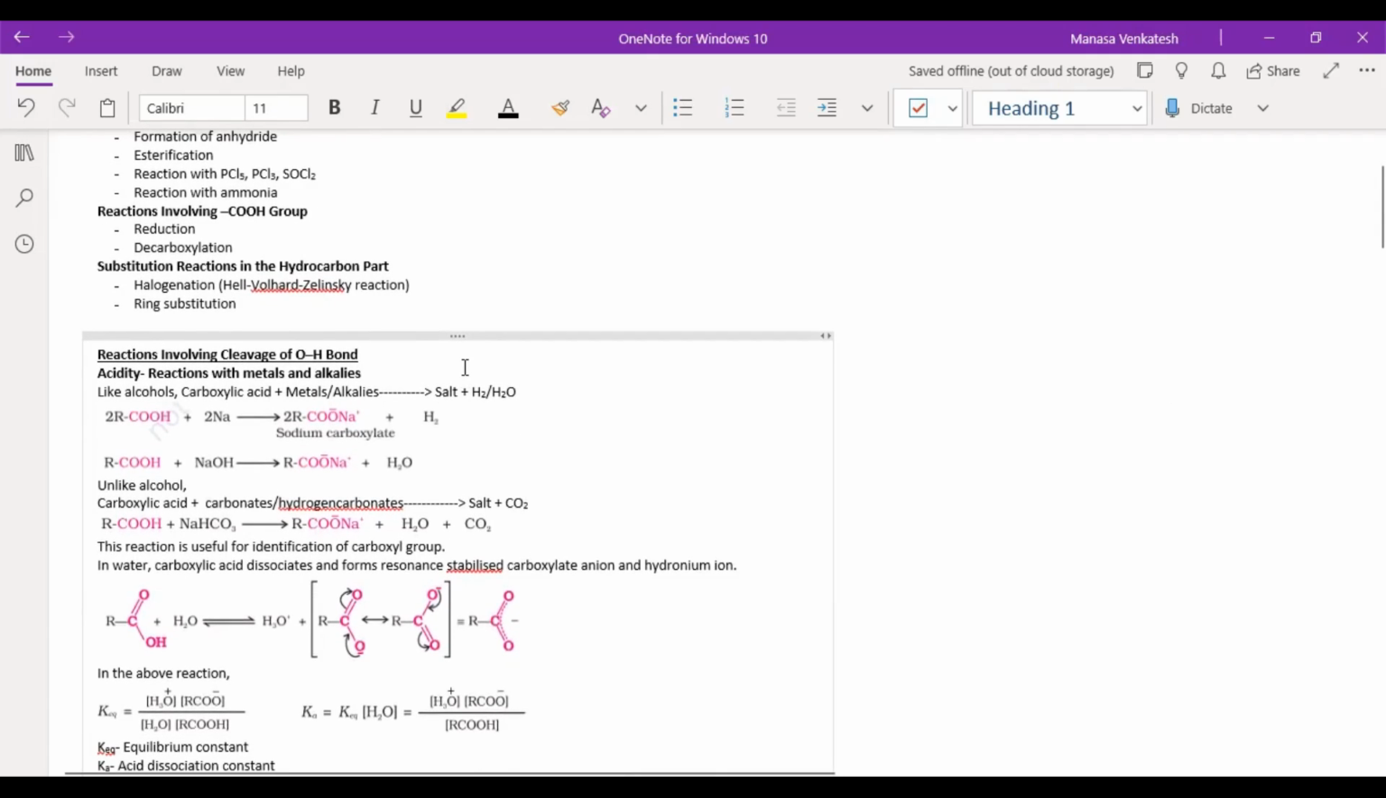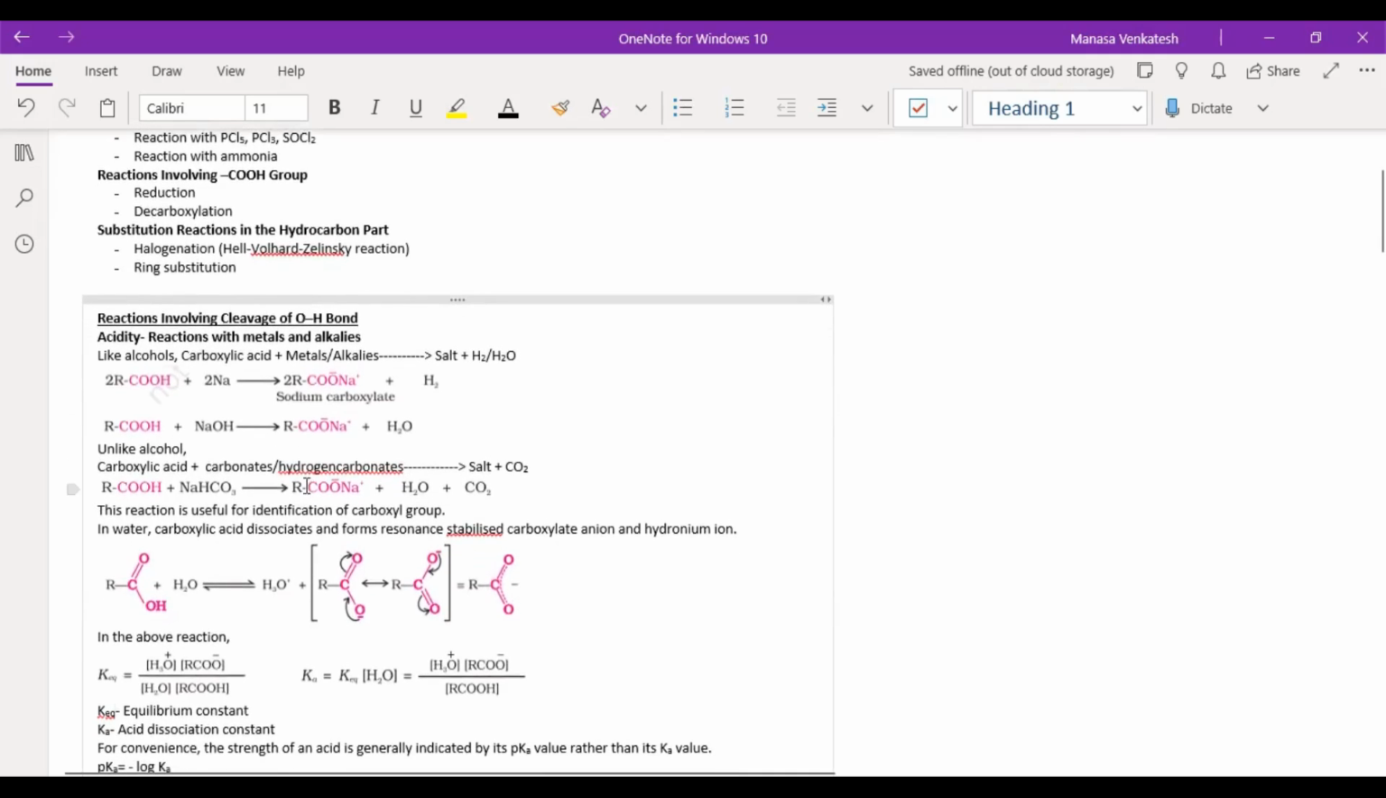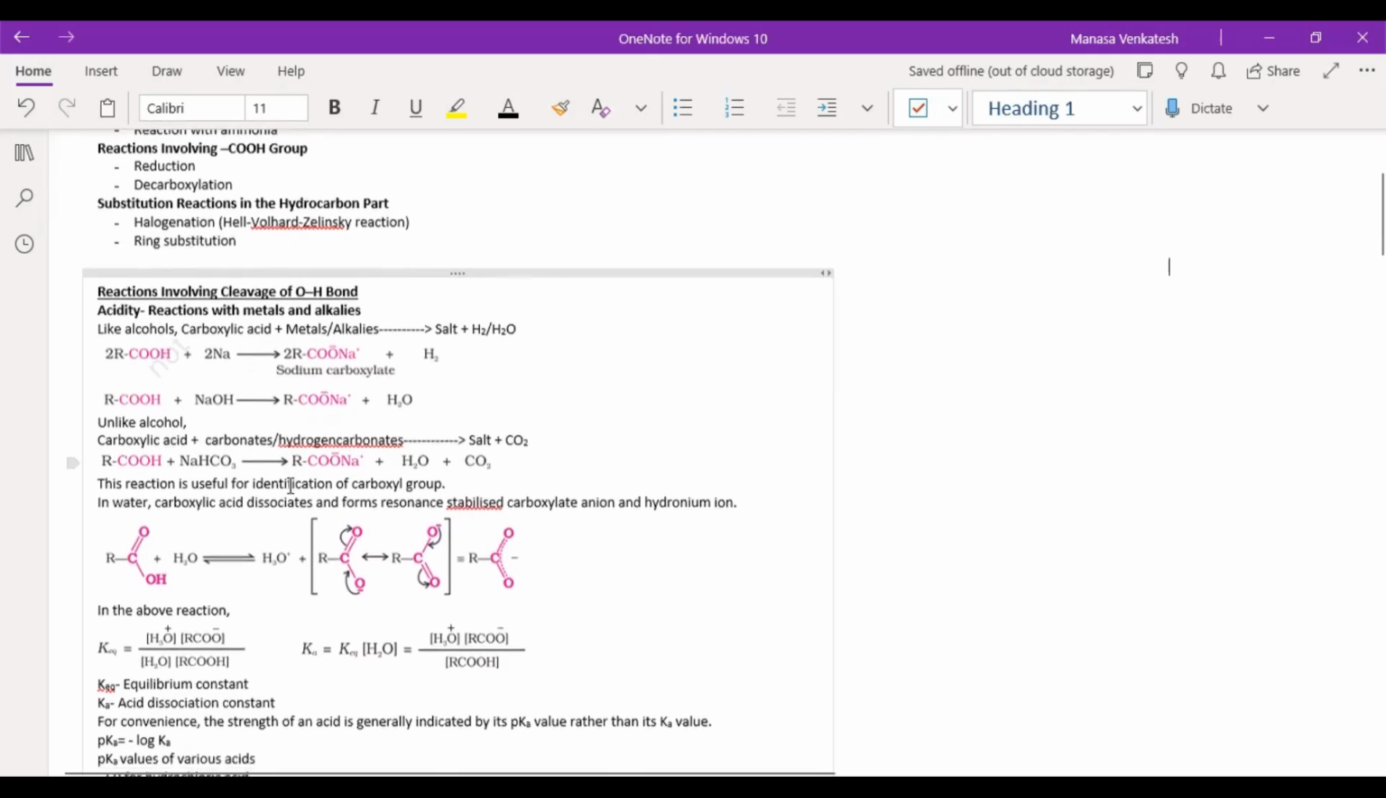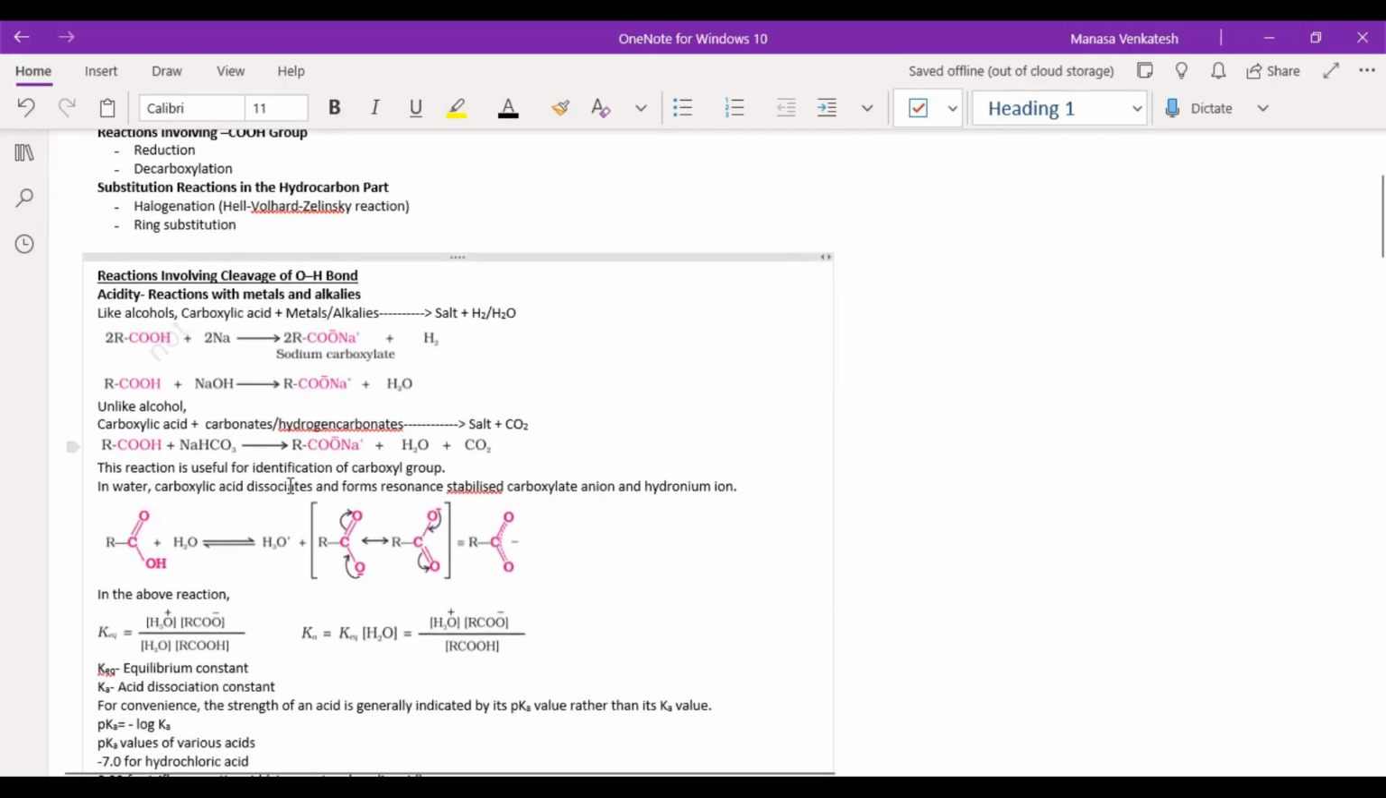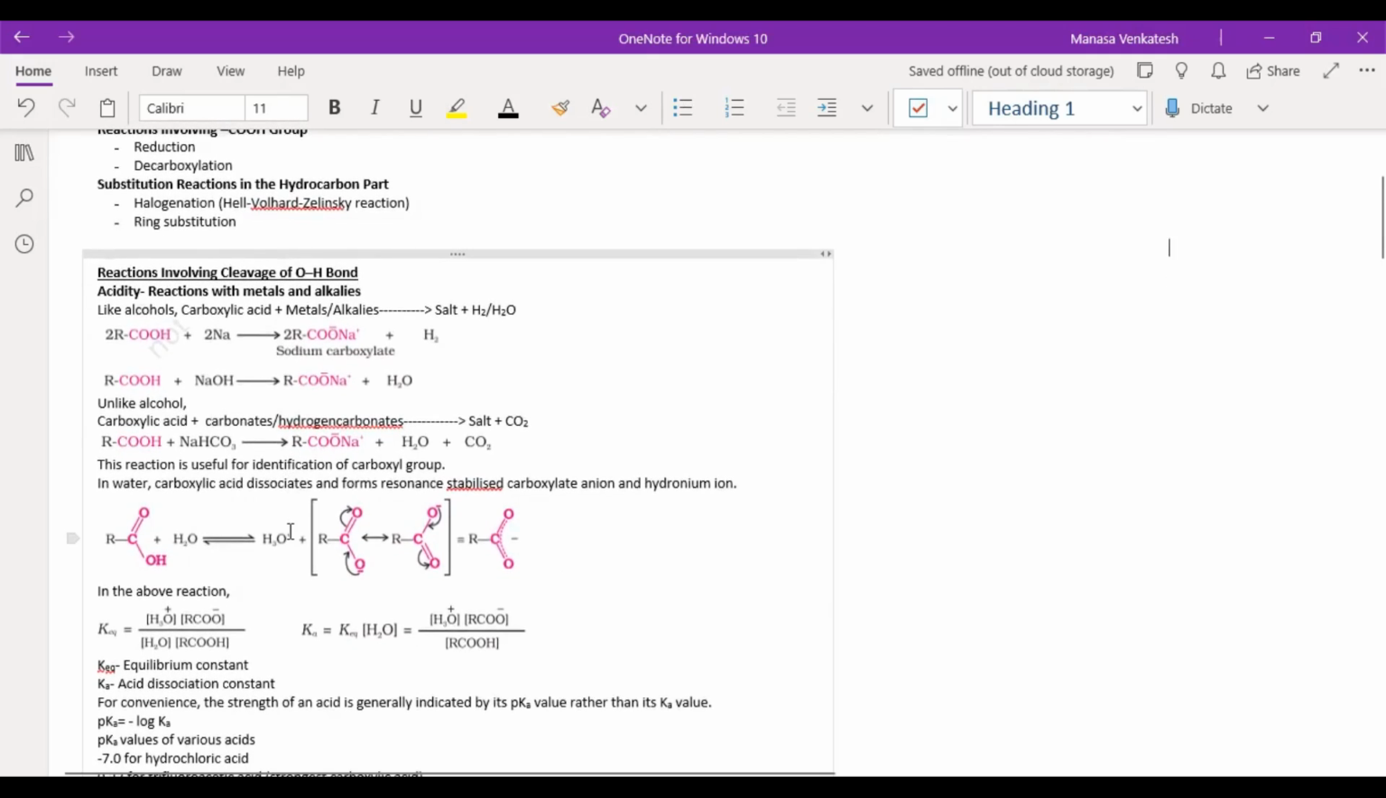Reactions involving the cleavage of the OH bond. Acidity is the thing we're going to be talking about. Like alcohols, carboxylic acids undergo reaction with metals and alkalis to form salt and hydrogen or water, depending upon the reactant. If it's sodium, which is a metal, the product is going to be hydrogen. When it's an alkali, it's going to be water. But alcohols do not react with carbonates and hydrogen carbonates, whereas carboxylic acids do. This leads to the formation of salt and carbon dioxide, and again, based on the reactant, you get water. This reaction is actually quite useful for identifying the presence of a carboxylic group.